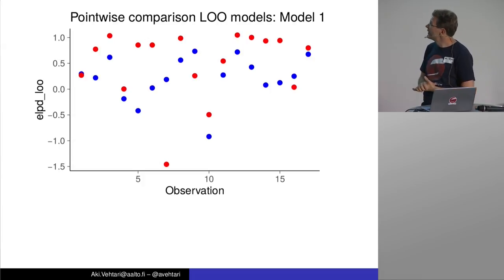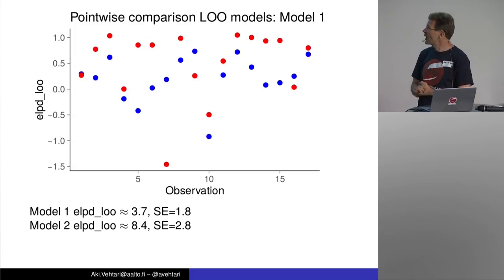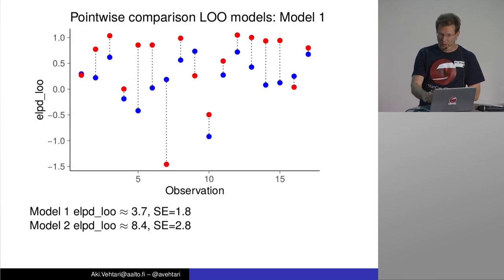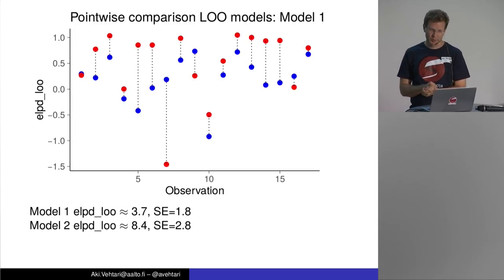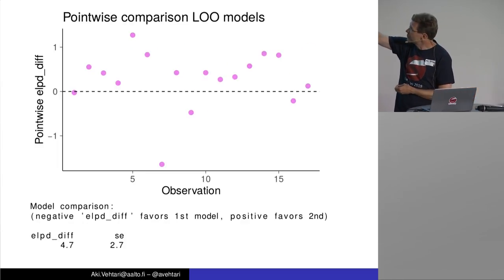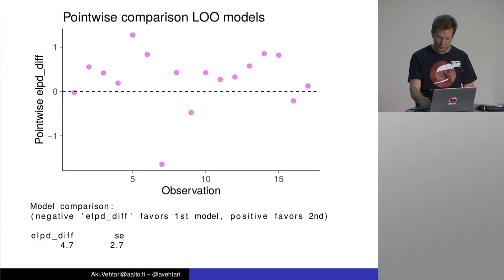We have ELPD LOO, and now instead of just comparing the sums, 3.7 and 8.4, because with this we have a problem that we didn't compute the standard error, we need to compare these pointwise. It's often common that the same observations are difficult to predict for both models. But if we compare the standard error for the difference, it's better, and that's what we get reported if you use the loo_compare or compare model function in loo or rstanarm.